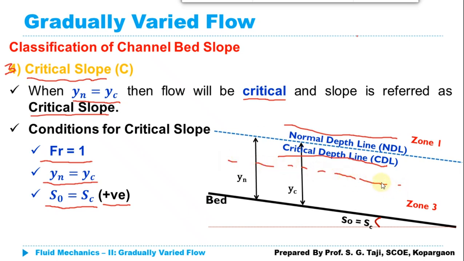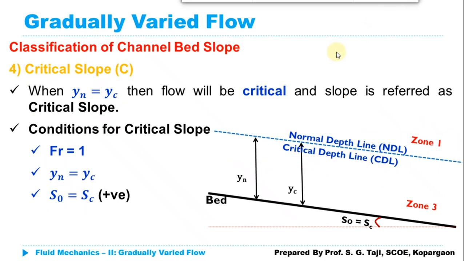So in this case there is no existence of zone 2, there will be only zone 1 and zone 3, because we are only getting two zones: one zone beyond the topmost line and another zone, the space between the bed slope and the next lower line. So we have got a single line for the NDL and CDL, and in that case zone 2 does not exist. So remember that in case of critical slope there will be no zone 2, there will be only zone 1 and zone 3. Hope you are getting it.